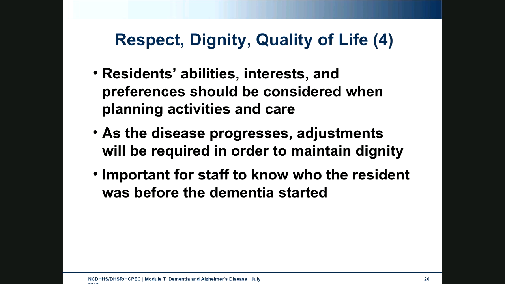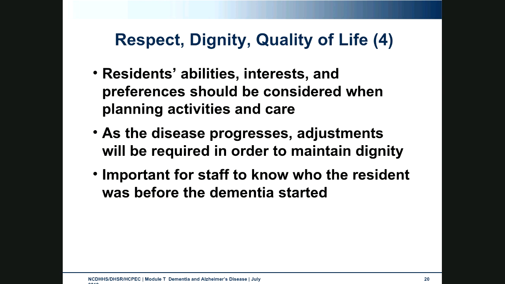And of course, as the disease progresses, we make adjustments in the care that we provide and the things that we plan in order to make sure we maintain dignity and respect for the resident. And it's important to know who the person was before the dementia started. So talk to the family, find out what they did for a living. You may have somebody who's a bricklayer. They were a bricklayer their whole life, so they may find something like Lego blocks very stimulating and appropriate for them. But that's not necessarily for everybody.